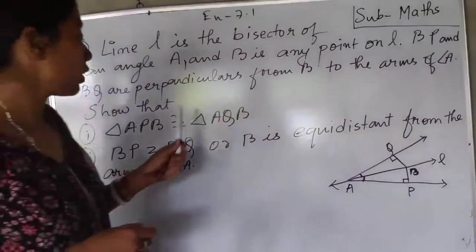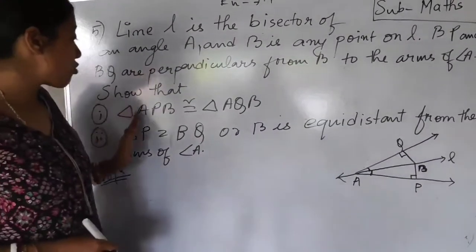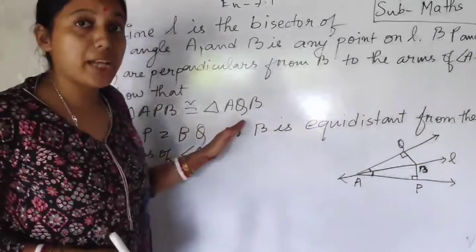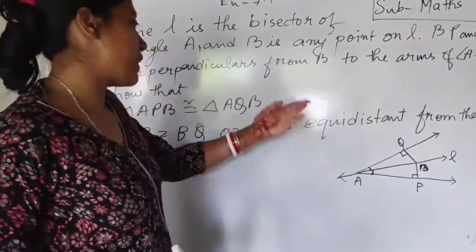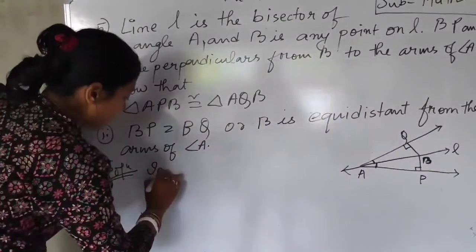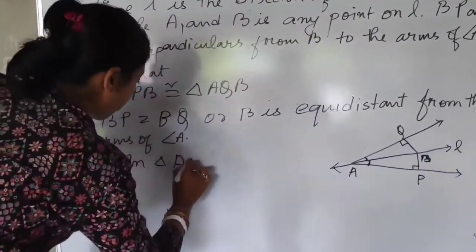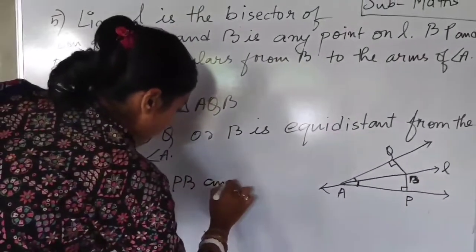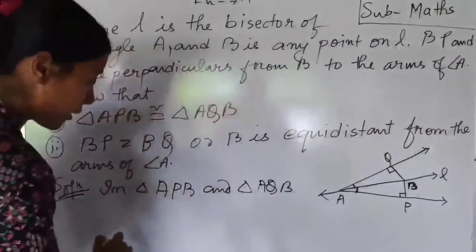So we have to show that triangle APB is congruent to triangle AQB and BP equals BQ, or we can say B is equidistant from the arms of angle A. So let us take these two triangles. In triangle APB and triangle AQB, what are the things we will get?